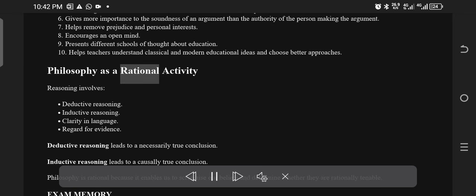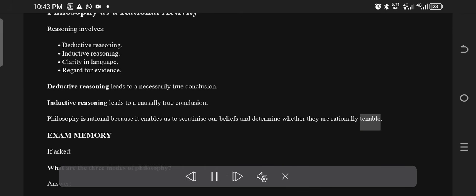Philosophy as a rational activity. Reasoning involves deductive reasoning, inductive reasoning, clarity in language, regard for evidence. Deductive reasoning leads to a necessarily true conclusion. Inductive reasoning leads to a causally true conclusion. Philosophy is rational because it enables us to scrutinize our beliefs and determine whether they are rationally tenable.